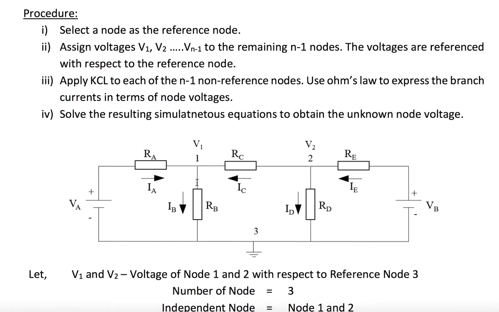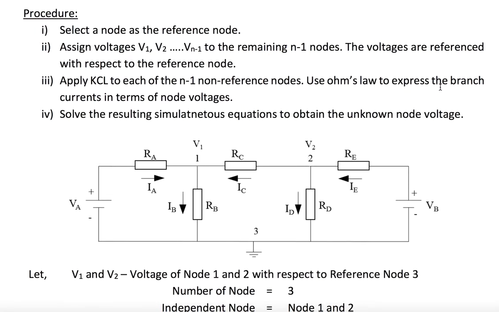See, in this example, how many nodes are there? 1, 2, 3 nodes are there. These are the principal nodes. Assign voltages here: V1 here, V2 here. This is the 0 reference node. We are measuring voltage with respect to the reference node, that's why it is grounded, so this voltage is 0. Apply KCL, not KVL, to each of the n minus 1 non-reference nodes.